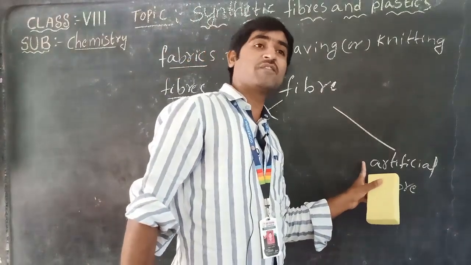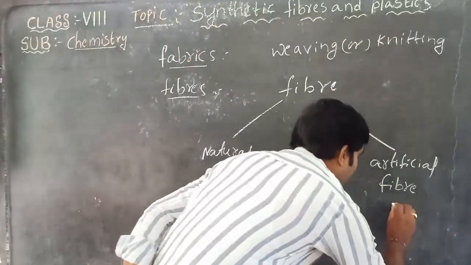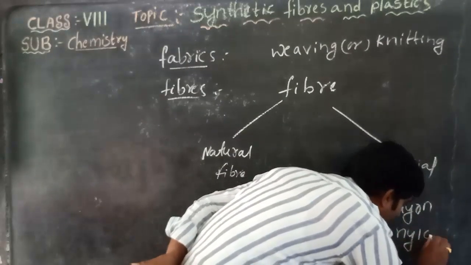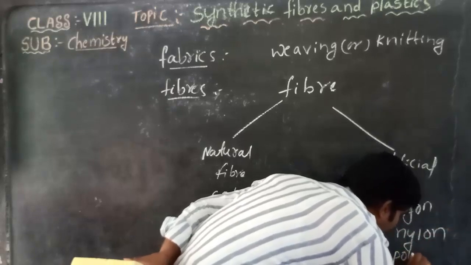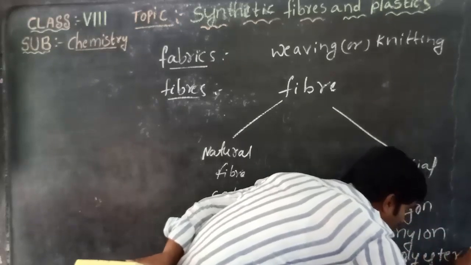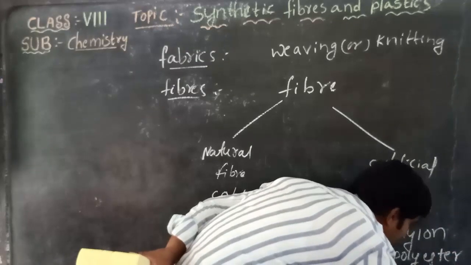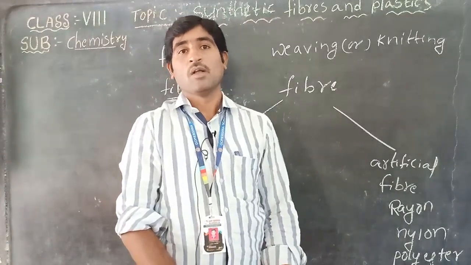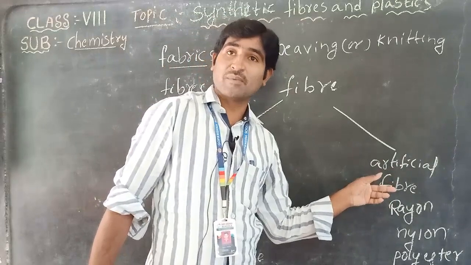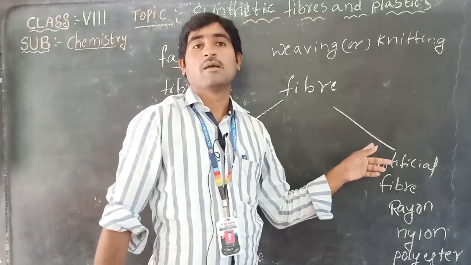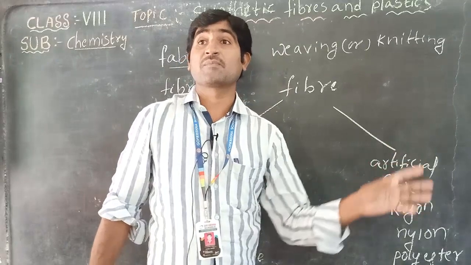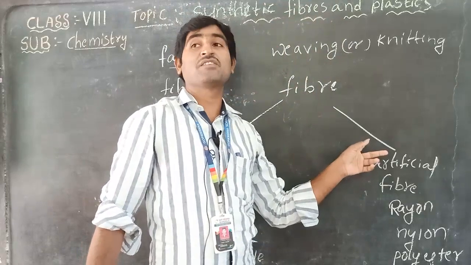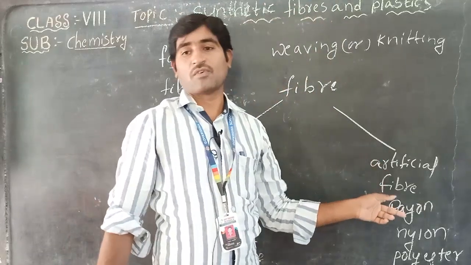Next, some examples for artificial fiber or synthetic fibers are rayon, nylon, polyester, acrylic. These are some examples of artificial fibers or synthetic fibers. Why? Because artificial fibers are called man-made fibers, which are made by human beings in laboratories by chemical treatment. That's why these artificial fibers are also called man-made fibers.